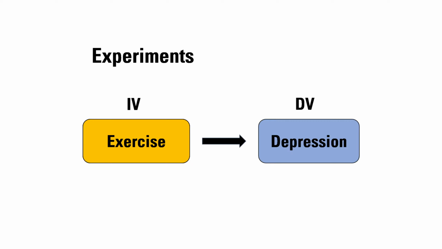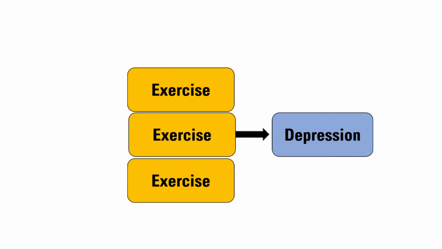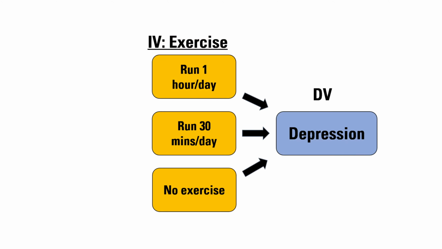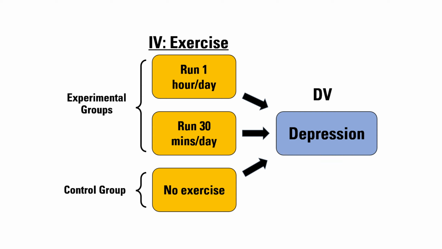And in order to do this well and really assess this relationship, we're going to break our sample up into three different groups. So let's say we have one group who runs 1 hour a day, one who runs 30 minutes a day, one who doesn't exercise, right? They're couch potatoes. I mean, no offense, I haven't run in God knows how many years. But the group that's running, we call those the experimental groups. The group that's not running, we call the control group.